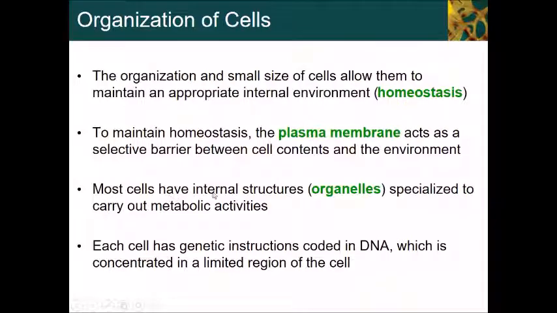Okay, and then most cells have internal structures. The internal structures inside the cell are known as organelles, which are specialized to carry out metabolic activities for the cell. Each cell has genetic instructions coded in DNA, which is concentrated in a limited region of the cell. In eukaryotic cells, the DNA is inside the nucleus. Meanwhile, in prokaryotic cells, the DNA is located in a region that is not enclosed by a nucleus.